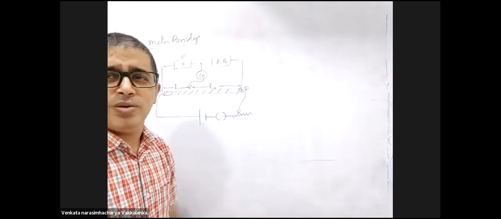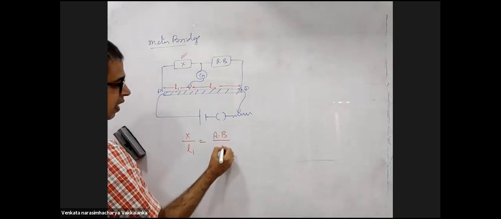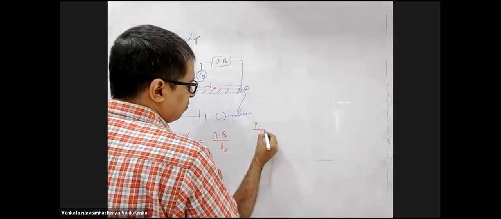Simplest experiment you can think of. X by L1 is the resistance box value by L2. You get the value of X. Find X.